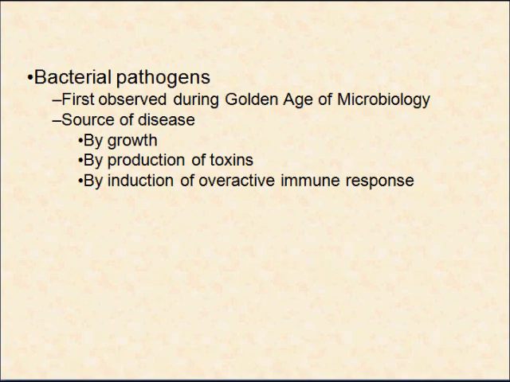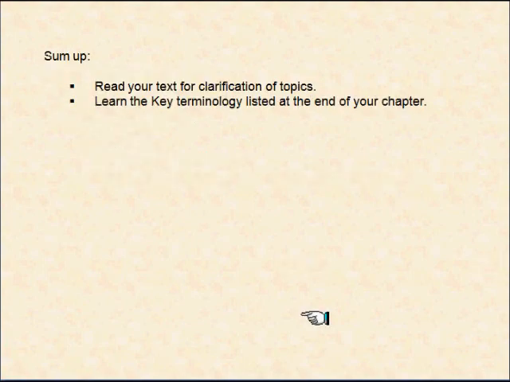So, just to sum up what we've been talking about in this chapter, a few things to be aware of that we did not cover. You should read your textbook for clarification of any topics that you're not sure of. You can always email me and put questions on the questions and concerns part if you need additional clarification. Again, I cannot stress how important it is to learn terminology. You can't get anywhere if you don't know the terms. So learn the key terminology listed at the end of the chapter.